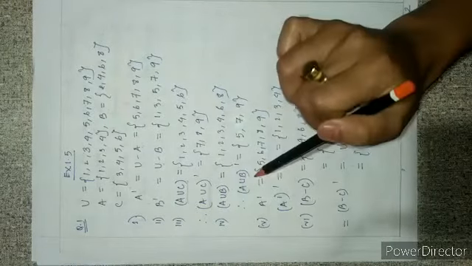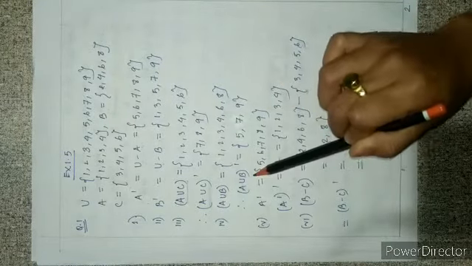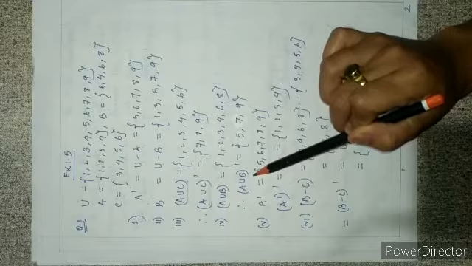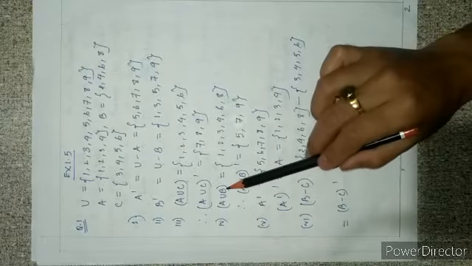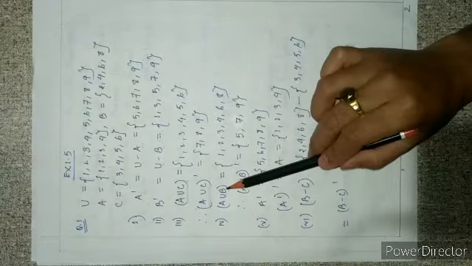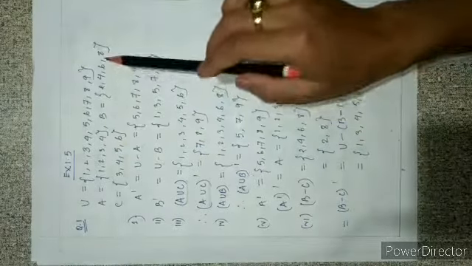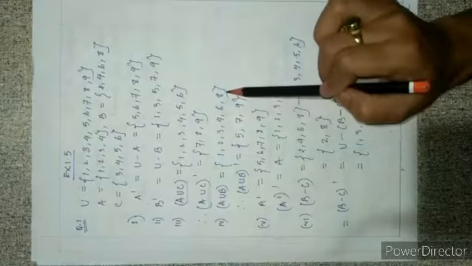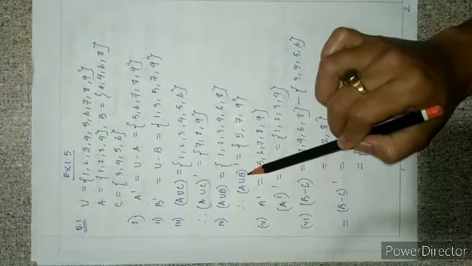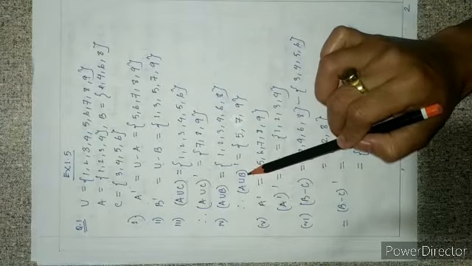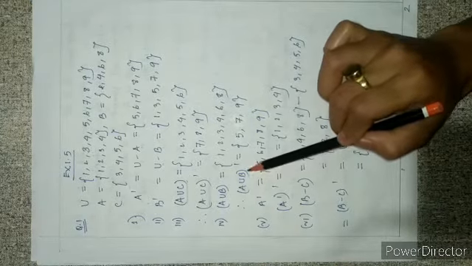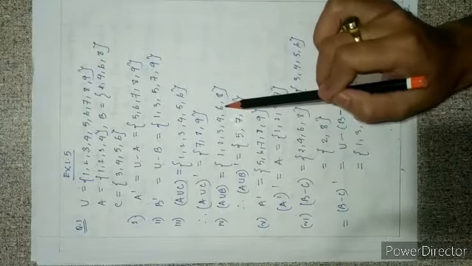Roman number 4. Here we have to find the complement of A union B. A union B is the combination of A and B, that is 1, 2, 3, 4, 6 and 8. Then find the complement of A union B, which is equal to universal set minus A union B.